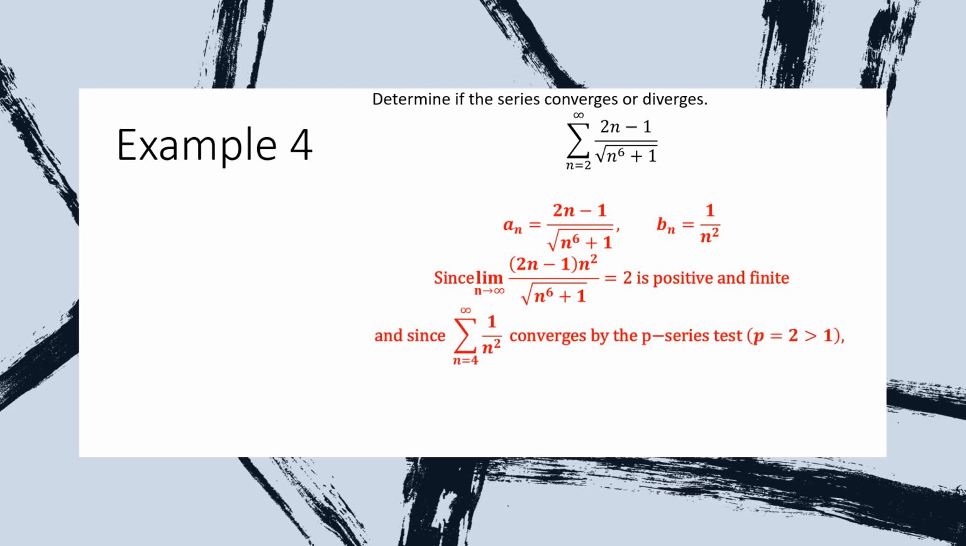So all I have to do is figure out whether b sub n converges or diverges. Well, since b sub n is 1 over n squared, I know that it's going to converge by the p-series test since p is 2, which is greater than 1. And since b sub n converges, a sub n is also going to converge by the limit comparison test.